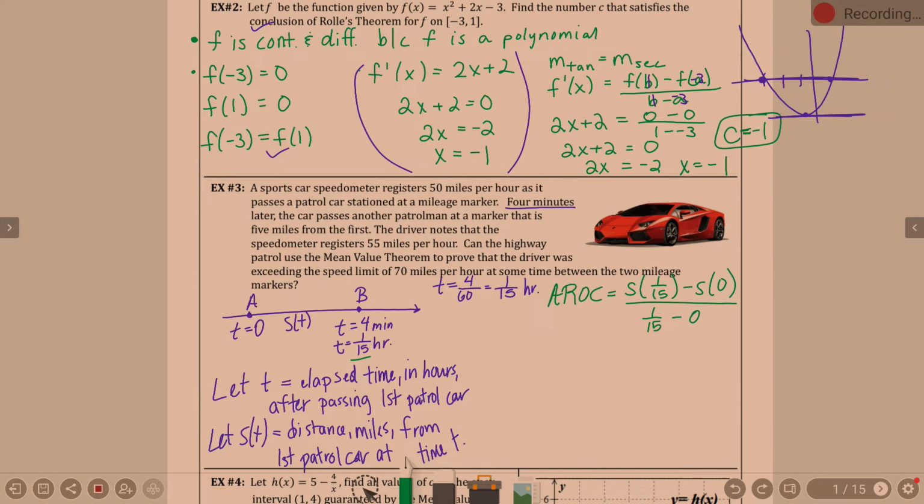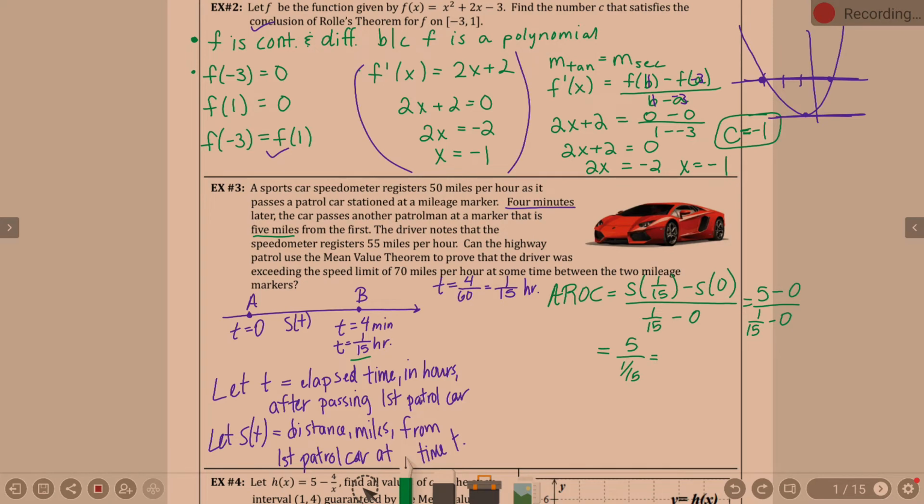How are we going to find the distance at 1/15? Or I guess, what was it given as? It was given, wasn't it? How far had we traveled? 1/15. How far had it traveled? 5 miles, right? So this is doing 5 minus, what was the distance traveled at time 0? That was 0, right? Over 1/15 minus 0. So I have 5 divided by 1/15.